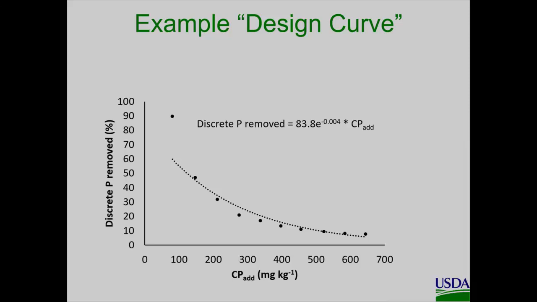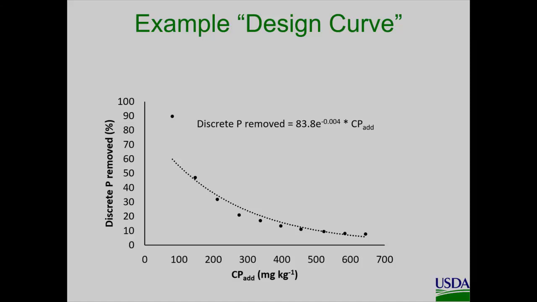So the heart of the P removal structure is the ability of that filter media to remove dissolved phosphorus with continued loading. So to design it requires some quantification of the ability of that media to remove phosphorus with loading. So at the heart of it, we have to design what I call a design curve. And it's simply a mathematical description of how much phosphorus is removed as a function of loading to that media.